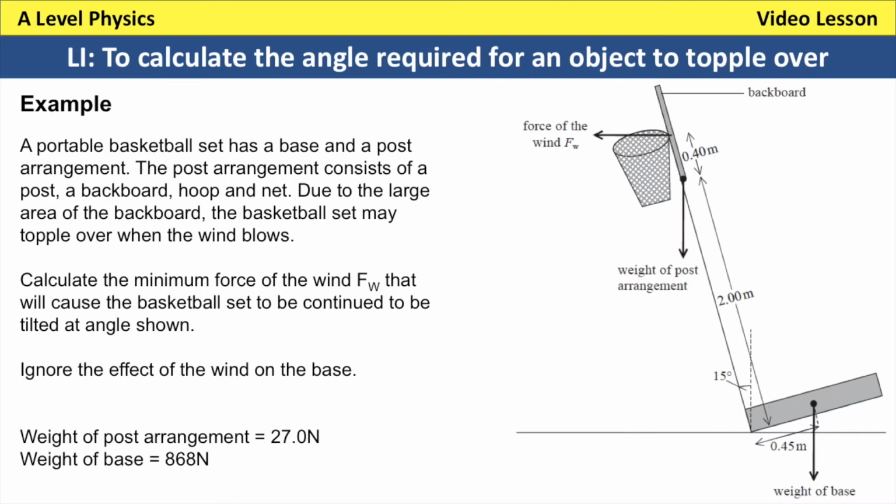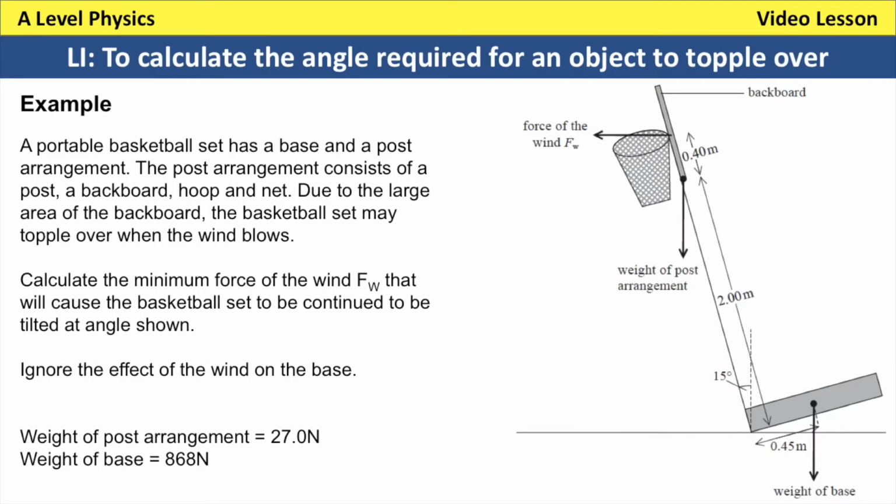We've got the distance 0.45 meters, which is the distance from the centre of mass to the pivot point, and we can see that there's a 2 metre distance between the centre of mass of the post arrangement and the pivot point, and 2.4 metres to where the force of the wind is acting. So let's get to it then.